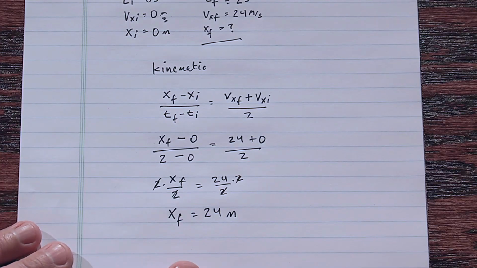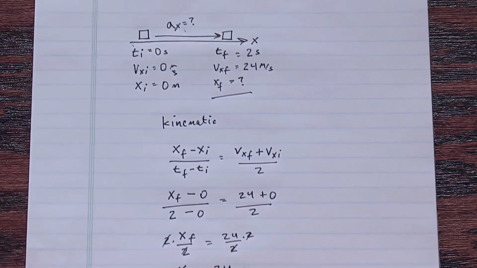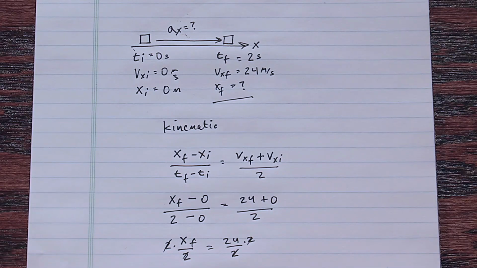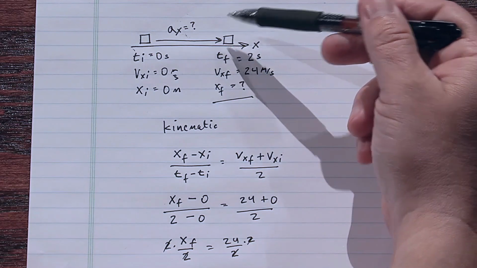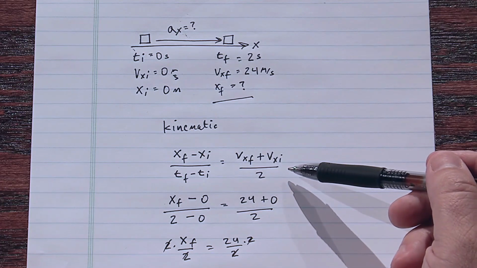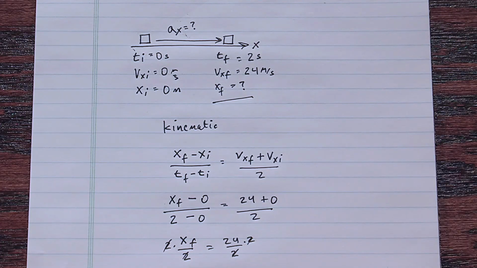So this is an example of a situation in which we didn't know acceleration, and we didn't need to know acceleration, so we started with this kinematic equation.